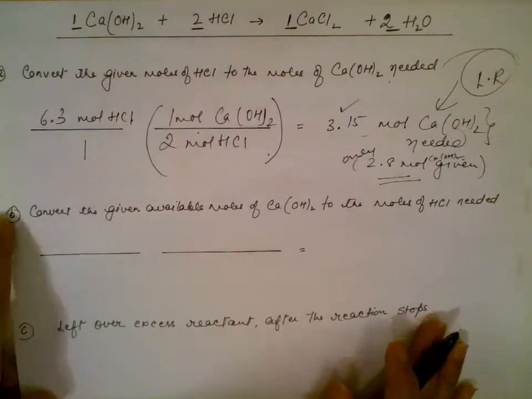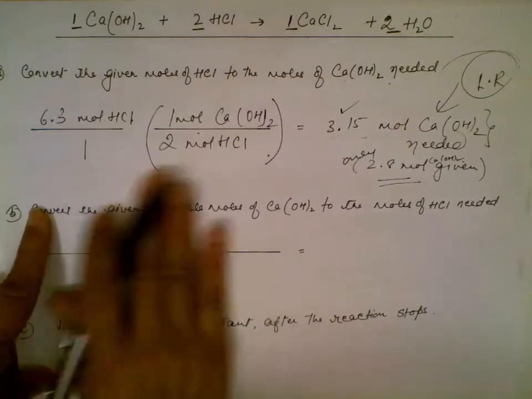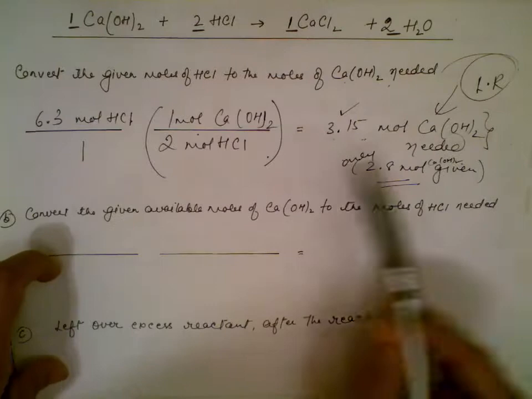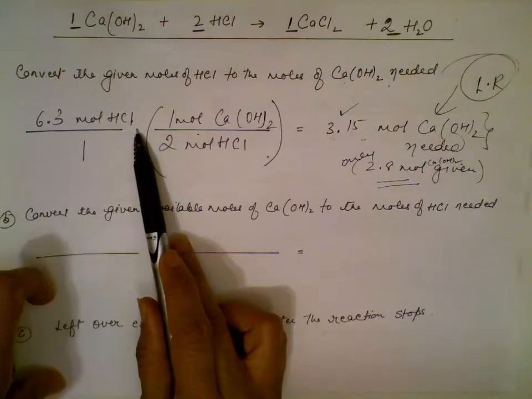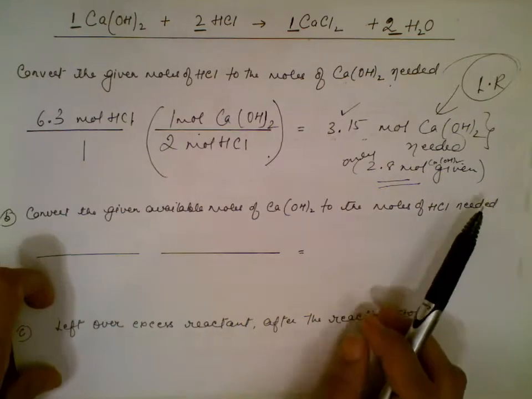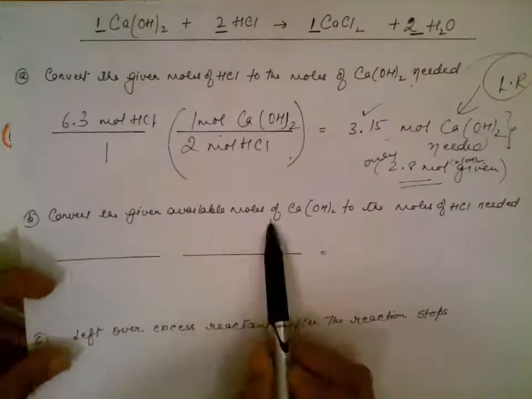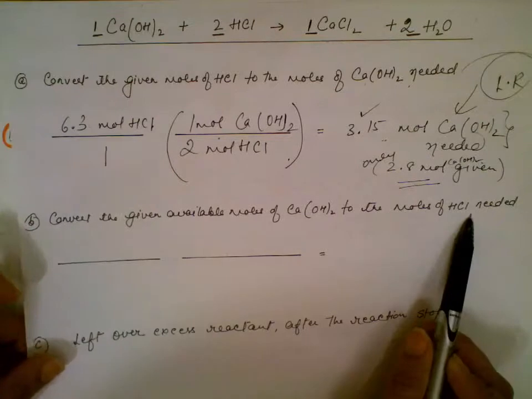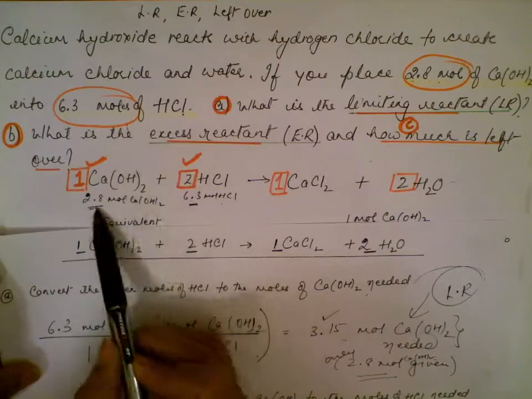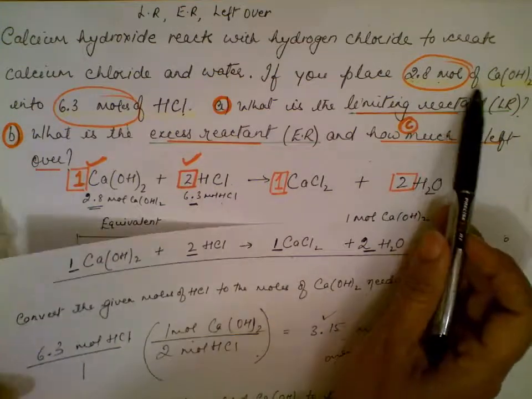Okay. Now, if this problem was just to determine the limiting reactant and excess reactant, you could have just stopped here, and you could have said, okay, so calcium hydroxide is our limiting reactant, so hydrogen chloride will be our excess reactant. However, this problem is asking you how much is the leftover. So you actually have to determine the moles of hydrogen chloride needed as well. So let's convert the given available moles of calcium hydroxide to the moles of hydrogen chloride needed. So how many moles of calcium hydroxide are given in the problem? It is 2.8 moles of calcium hydroxide, right? Right here, 2.8 moles of calcium hydroxide.